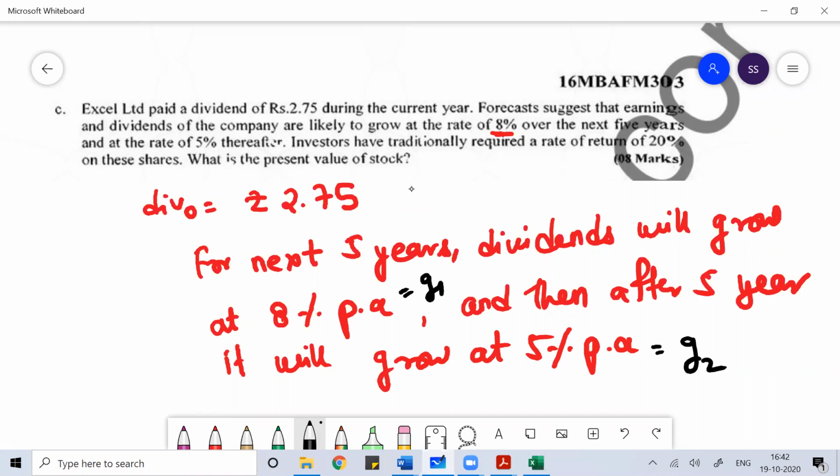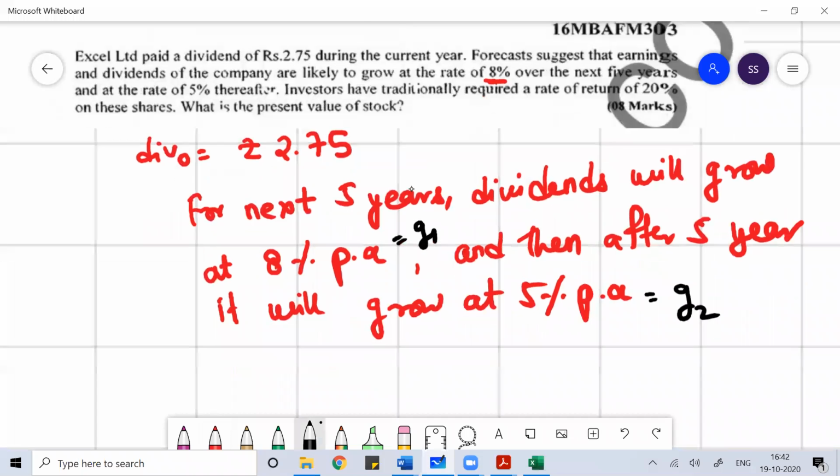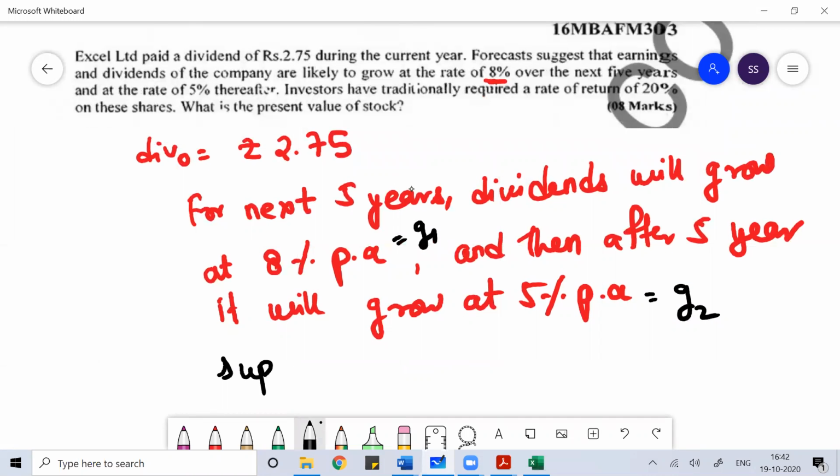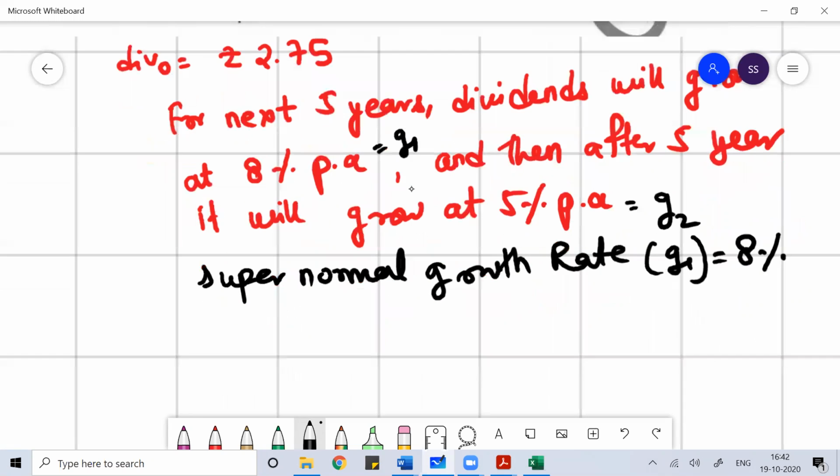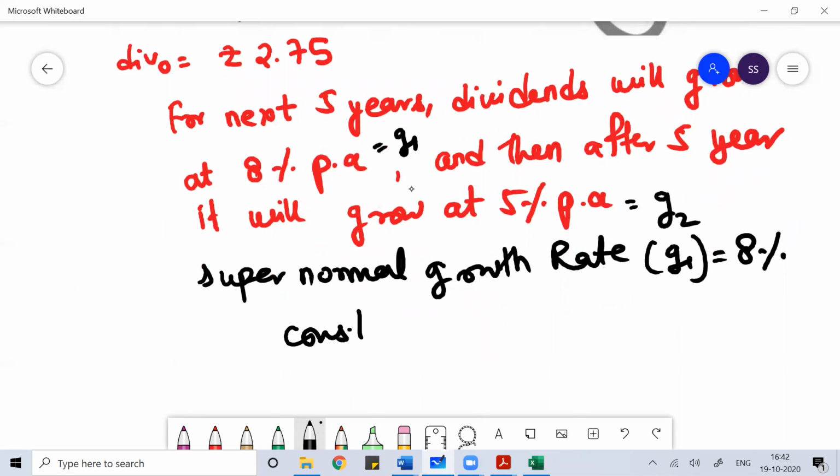Understand this: this 8%, which I'm calling G1, I'll call the super normal growth rate, and the 5% I'm calling the constant growth rate.